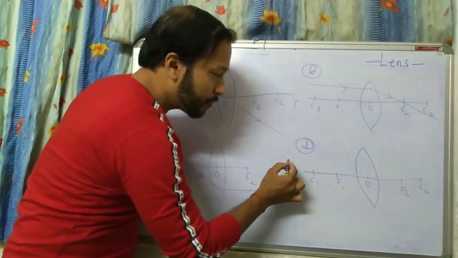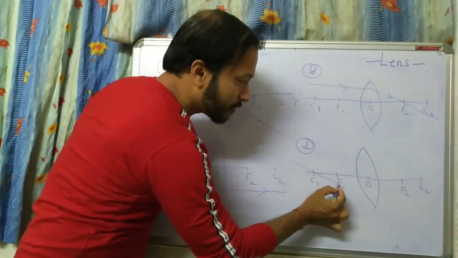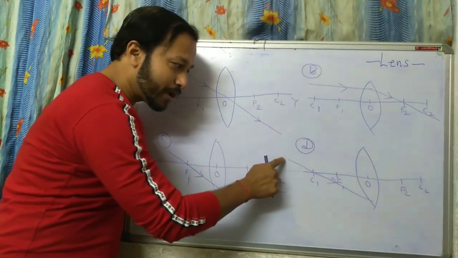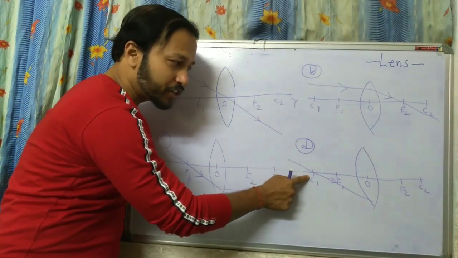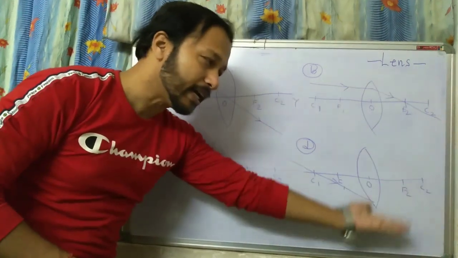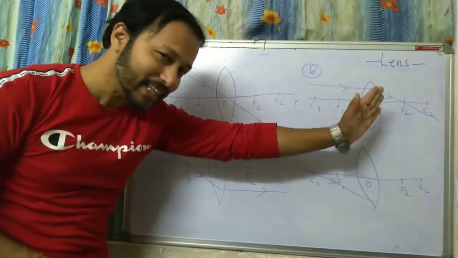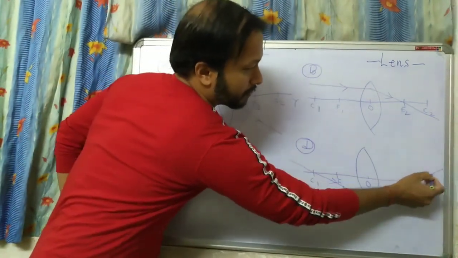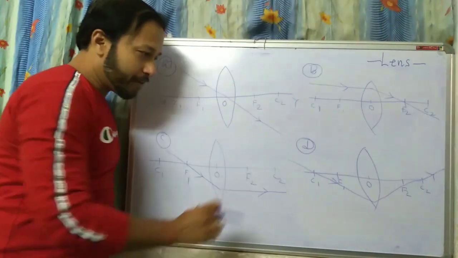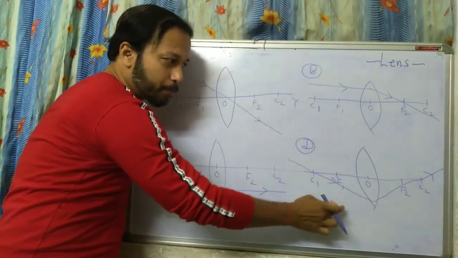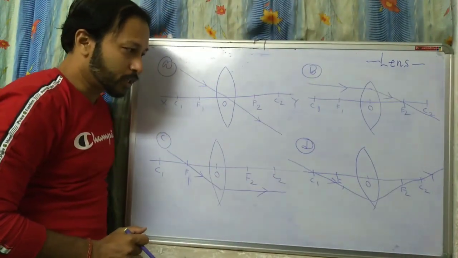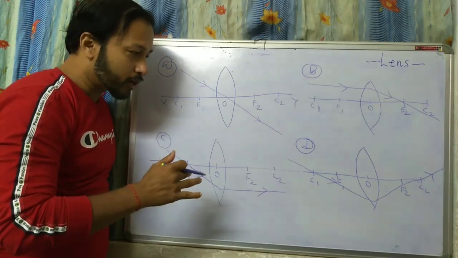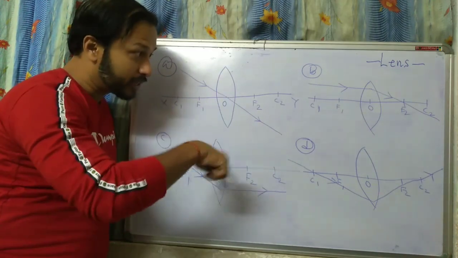Number D. Now, if a ray is passing through the center of curvature, yes, if this ray is passing through this first center of curvature, then after crossing the lens, it will pass through another center of curvature, like this. So if it passes through the first center of curvature, then it will pass through the other center of curvature. These four diagrams you have to know to study further about this lens.